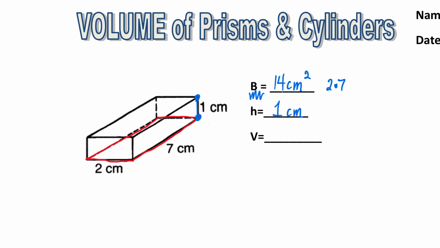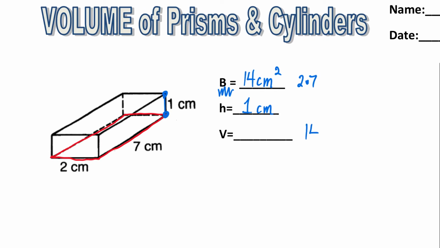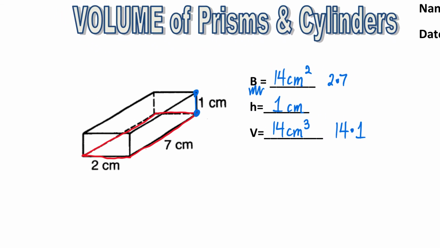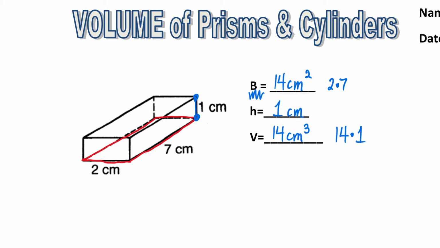Now, what's the volume of it? 14 cubed. Okay, good. So we do B times H. Yes, and volume is cubed. Volume is cubed. Okay, so why is volume cubed? Okay, so when we have centimeters, centimeters squared, and centimeters cubed.